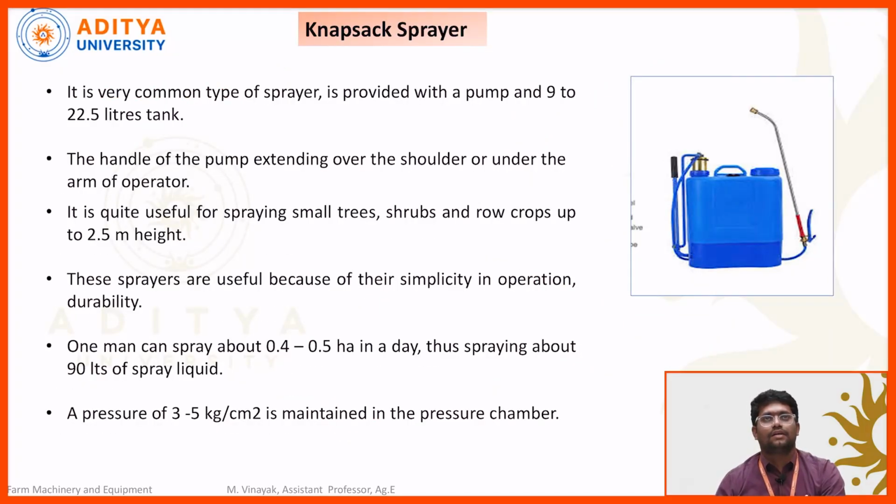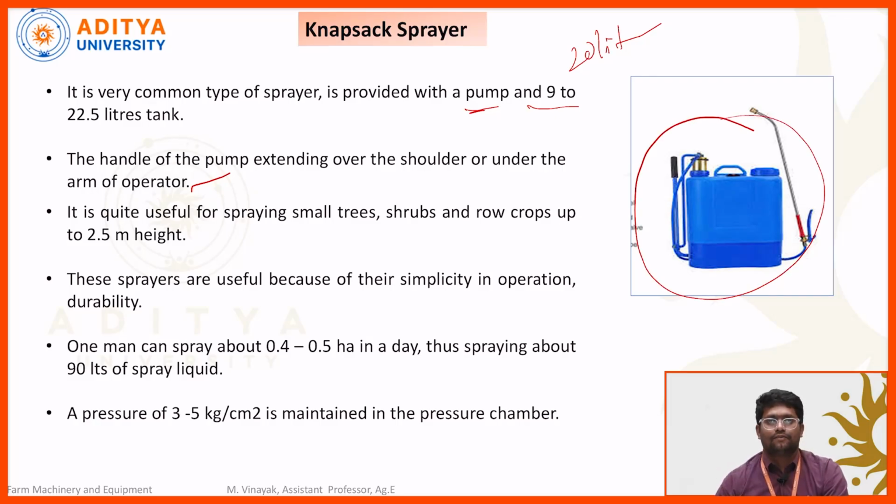Next we can go for the knapsack sprayer. It is a common type of sprayer. It is provided with a hand operated pump. The tank capacity ranges from 9 to 22 liters, and some commercial tanks can hold 20 liters. The handle of the pump extends over the shoulder or under the arm of the operator. So this sprayer is mounted on the back of the operator.